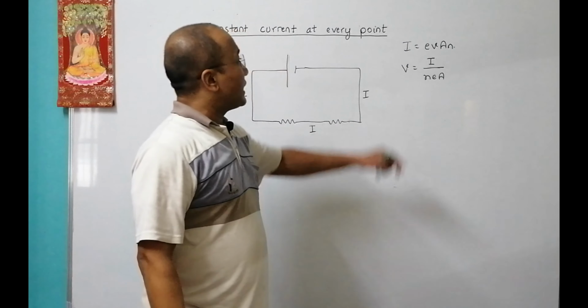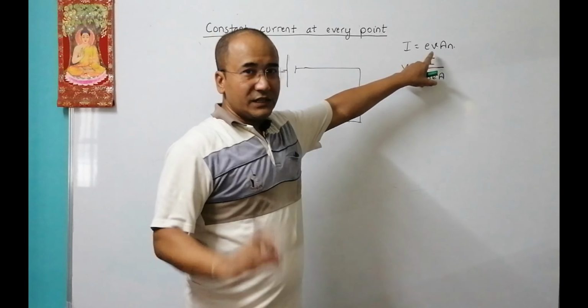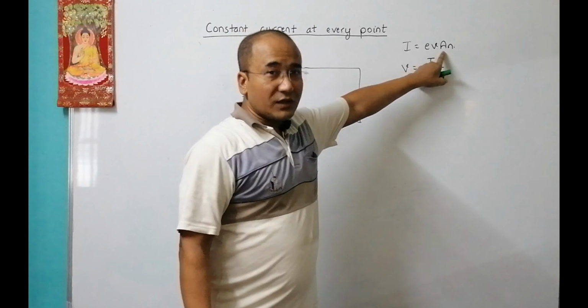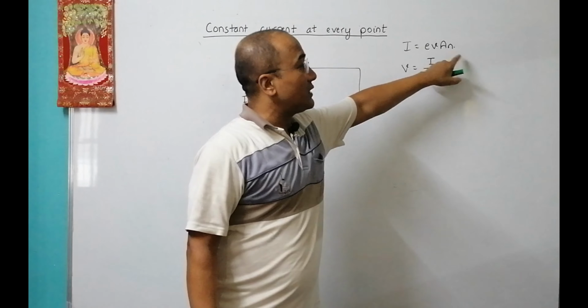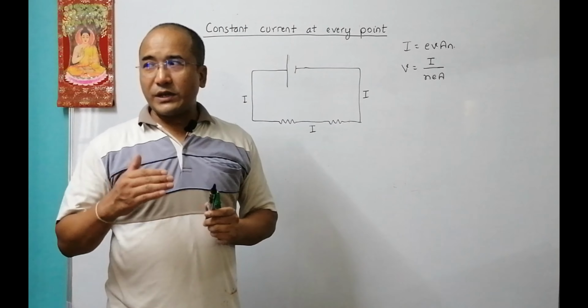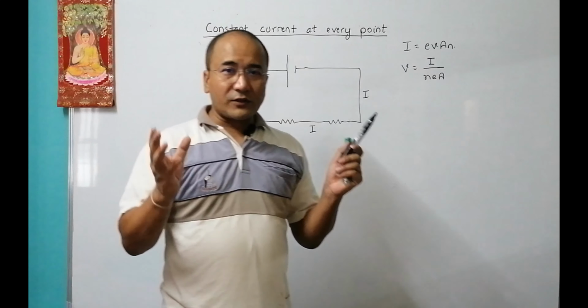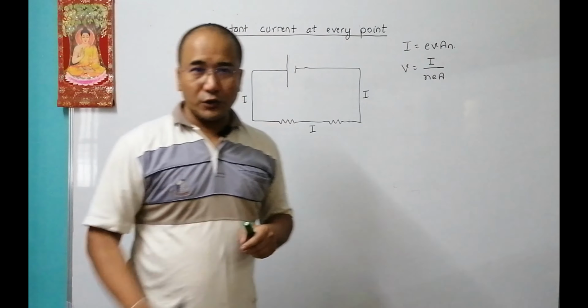According to that, I depends on this: e is a constant, v is the speed of charges, A is the cross section available, and n is the number density, or free electron density, which is the amount of free electrons present in a certain unit volume.